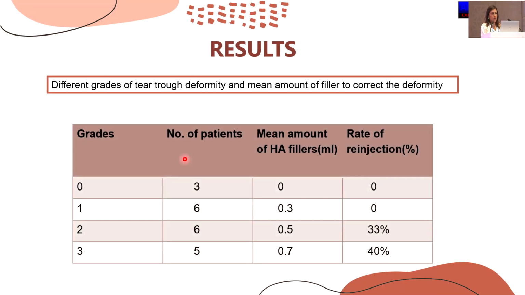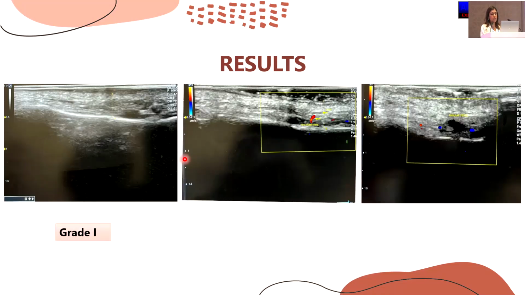These are the different grades of the tear trough deformity and the mean amount of filler that was required to correct these deformities. As you can see, it was in proportion to the grade of the tear trough. This is the ultrasonic image showing the various grades of the tear trough, and as we can see, as the grade increases, the thickness of the tear trough has also increased.